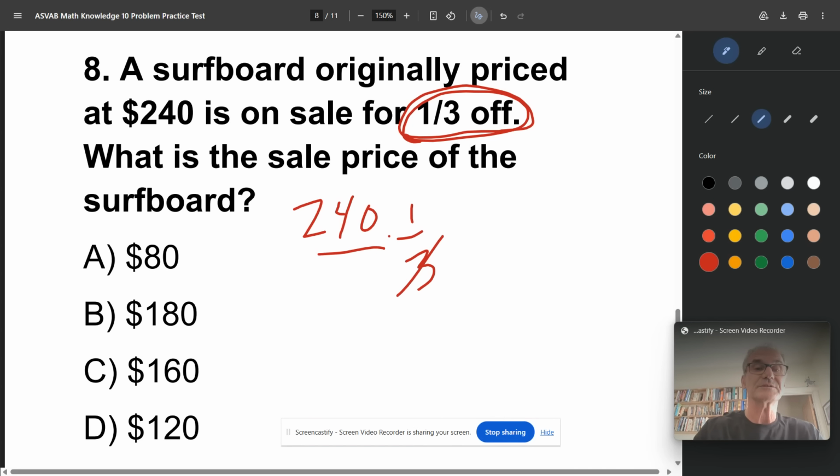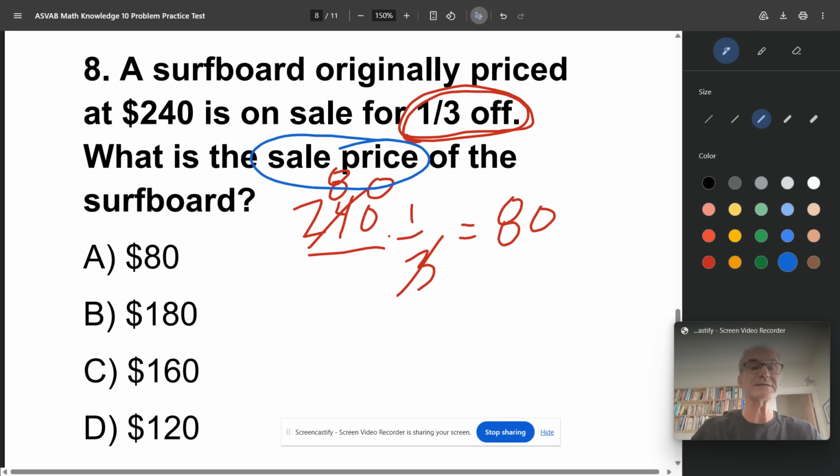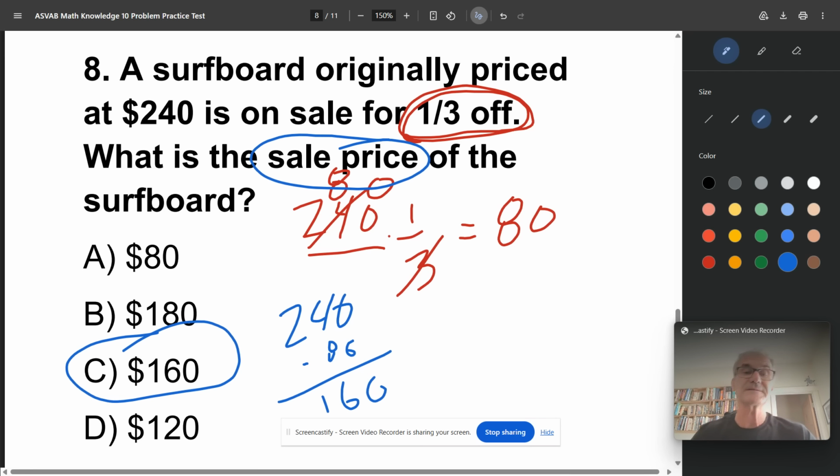3 goes into 24 8 times, and there's that 0. 80 times 1 is 80. It is $80 off. Natural distractor is A, but that is an incorrect answer because it's asking the sale price. 240 minus a discount of 80 gives me 160. Correct answer, answer C.